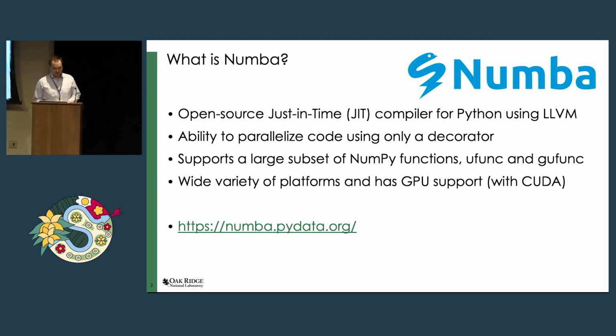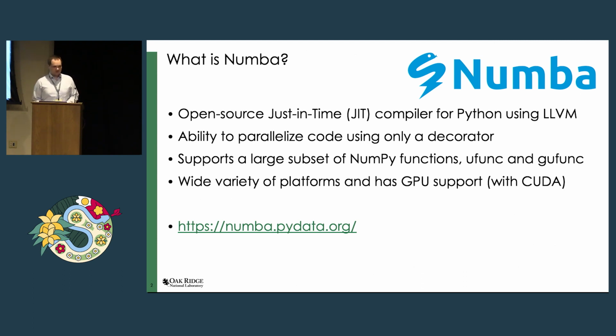First off, I wanted to give an overview of what Numba is. Numba is an open source just-in-time compiler for Python using LLVM as the backend. The main draw to Numba is the ability to parallelize code using only a decorator. The idea is you can add a decorator to a Python function, and it will translate the Python code into machine code, similar to how you would write it in C. So the advantage is to get the performance of C using Python.